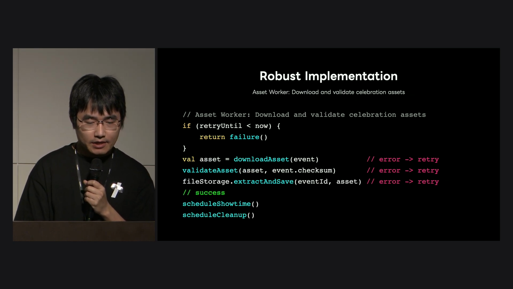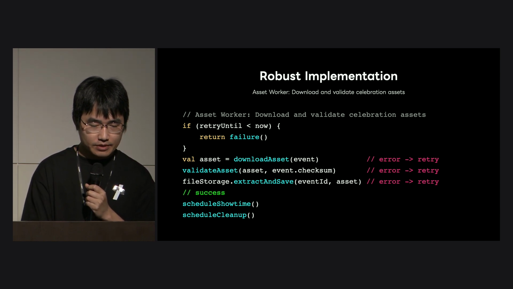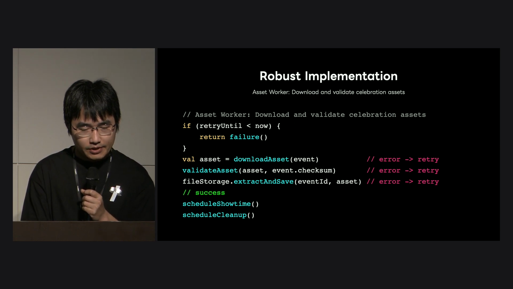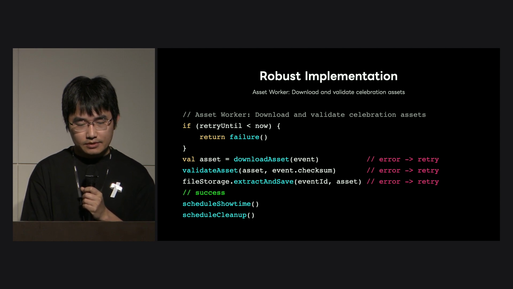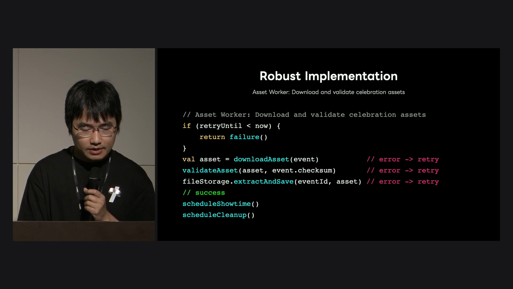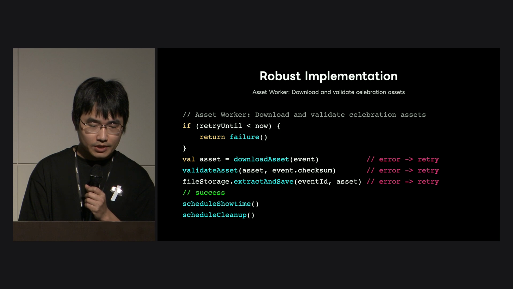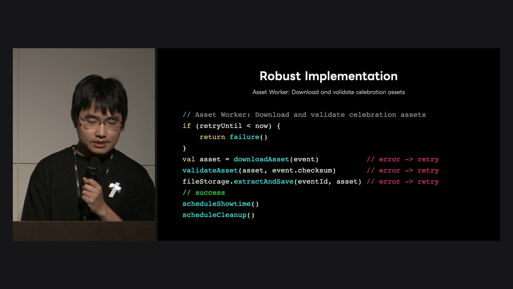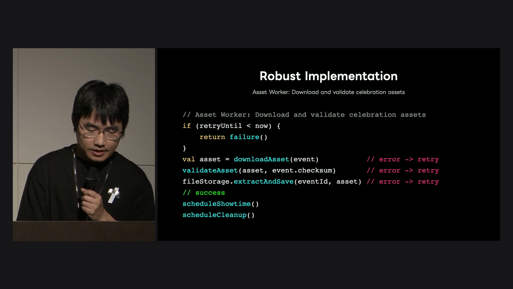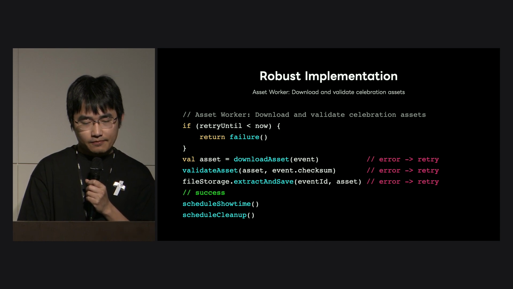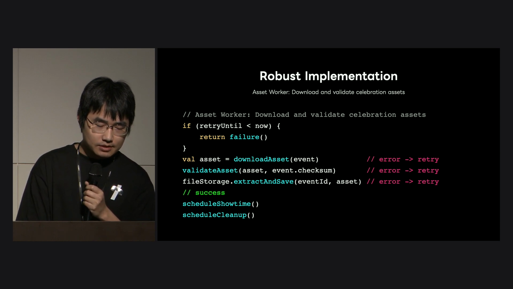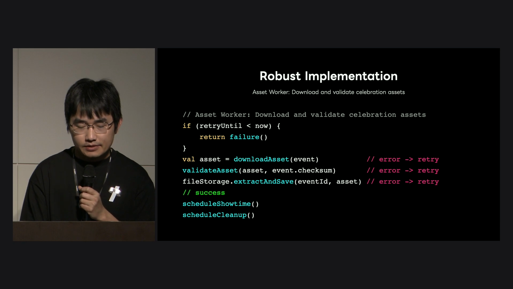And similar to the event metadata download worker, we also validate the retry window. And we return failure if the retry-until time is due. And if the execution time is satisfied, the worker downloads the asset from the CDN, validates it against the checksum provided in the metadata from the previous step, and then extracts and saves the asset to persistent storage. And finally, this worker schedules the showtime, which is phase 3, and also the cleanup job, which is phase 4. And similarly, if any error happens, we retry this worker.